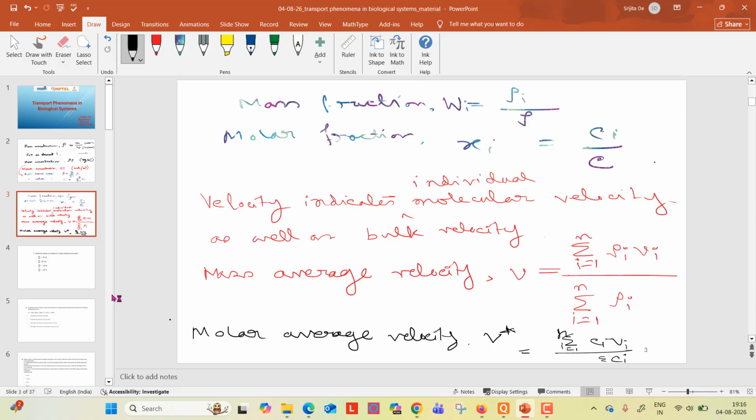Pardon my handwriting here. I think you will be able to understand what it is. If you do the unit, it is rho i, which is kg per meter cube, into V, which is velocity in meter per second, divided by kg per meter cube. So it is meter per second. It is velocity only, right? It is the mass average velocity, and this is the molar average velocity. Okay.